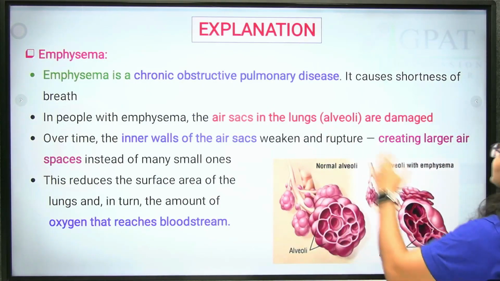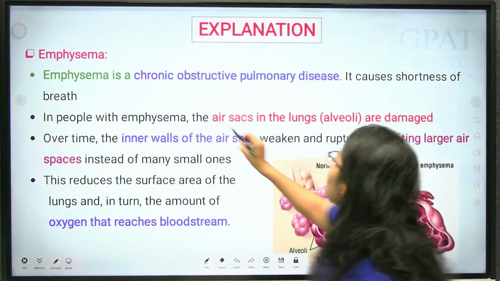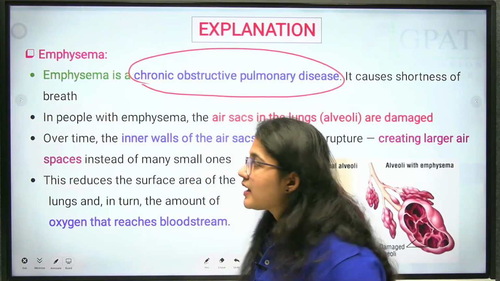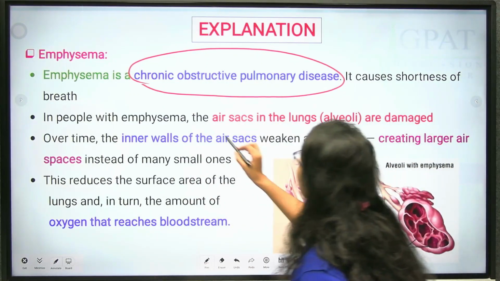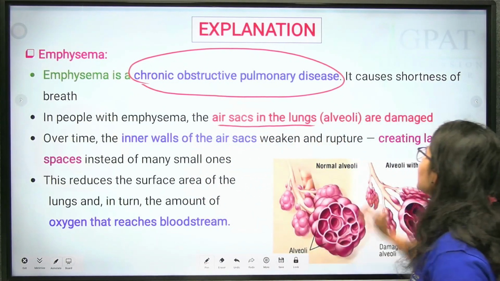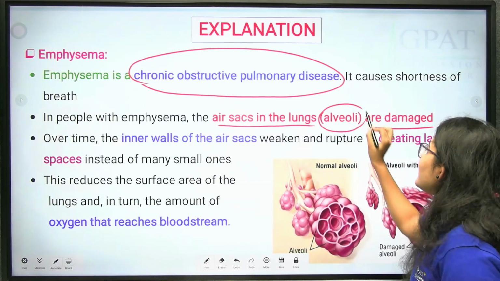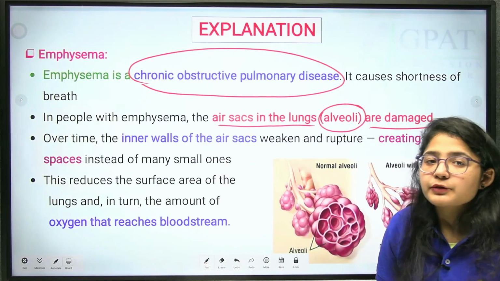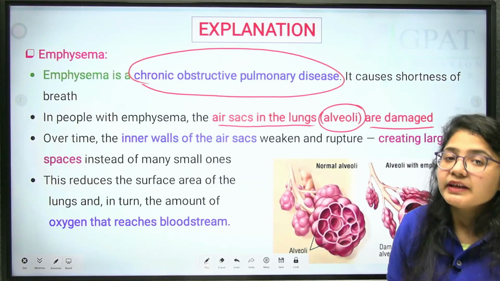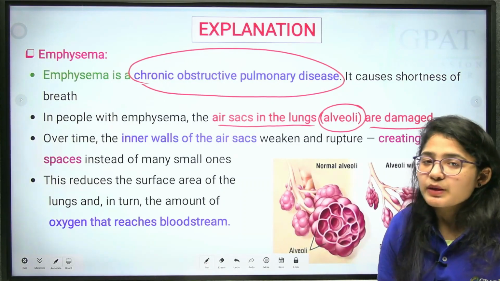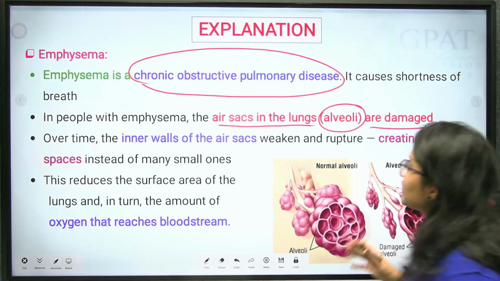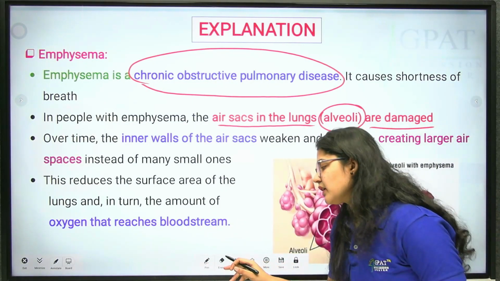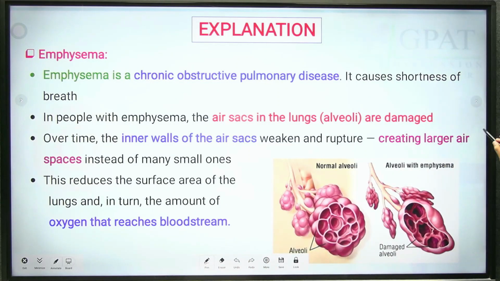See, emphysema is a chronic obstructive pulmonary disease. Chronic means the long-lasting stage. In emphysema, the air sacs in the lungs are damaged. That means your alveoli are damaged. So the person is not able to exchange the gas properly. The transport of oxygen in your body is not proper. Clear? Understood what is emphysema? Now, let's move on to the next question.